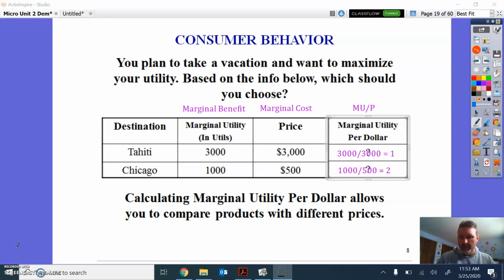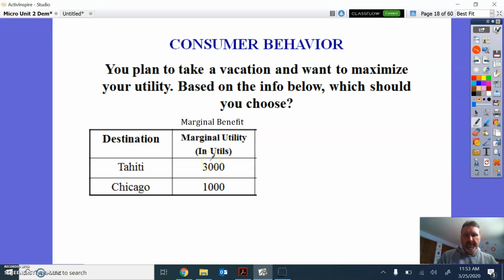Podcast Thursday, 326. Utility maximization. Something we need to have learned and locked in. So what we want to look at is what it's like when you want to compare two things that have different prices.